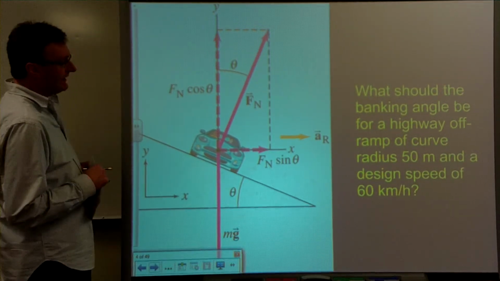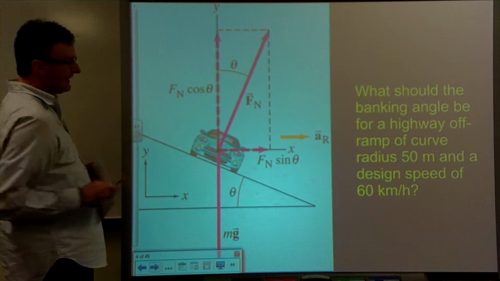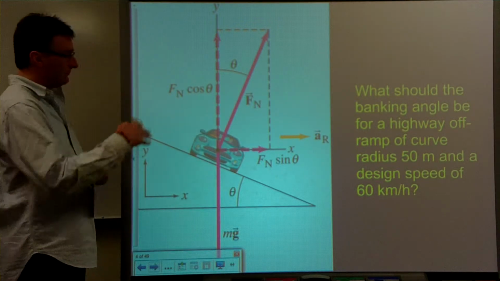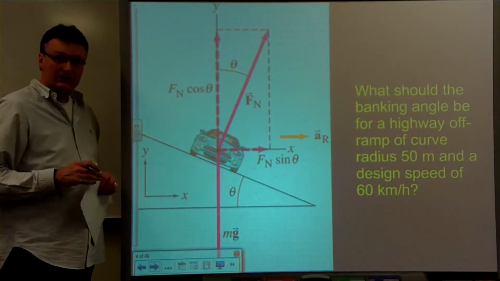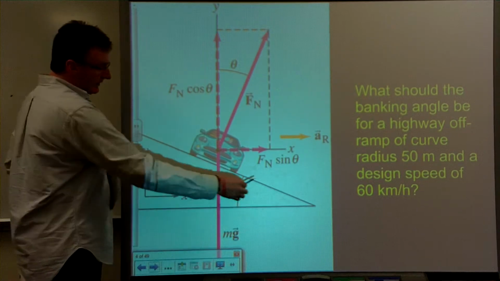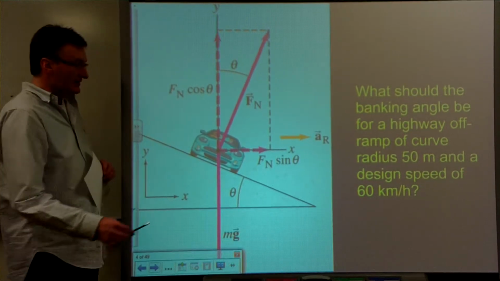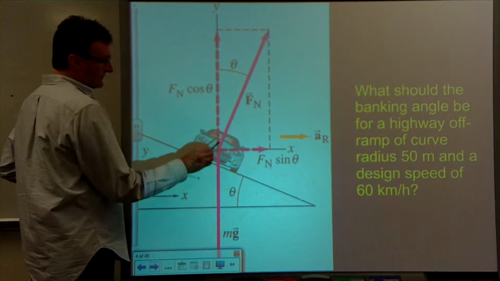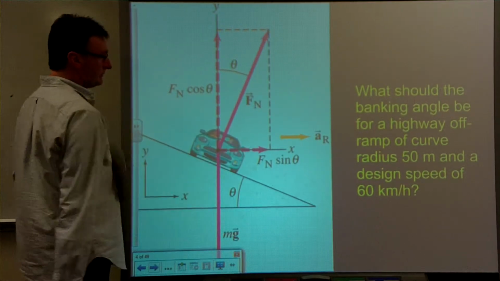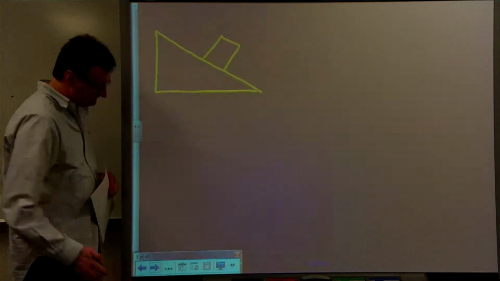So what should the banking angle be for a highway off-ramp of a curve with radius 50 meters and a design speed of 60 kilometers an hour? Most of the on and off ramps that we encounter have a posted speed of 60 kilometers an hour. And so we want to know what banking angle do we need such that the entire centripetal force can be provided by this component of the force right here. And so we'll work through that problem here first.